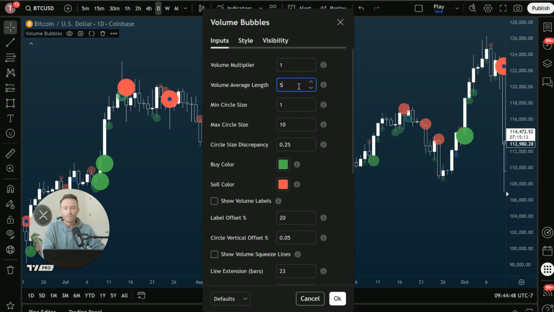Now, the volume average length. What this does is that it actually looks at the past volume period. So let me take a moment to explain this. A regular volume chart that you see at the bottom of your charts shows where volume went through. One of the beauties of this indicator is that it is looking at the past average candles and looking at the ATR range. Why is this important?